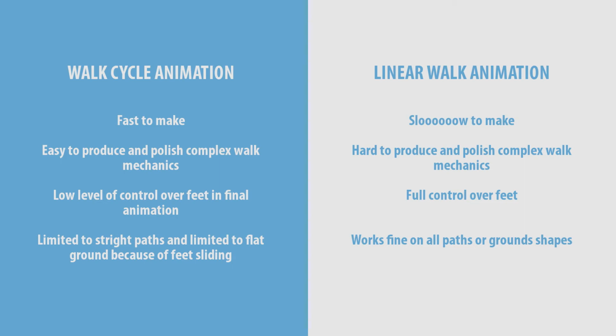In computer animation, walk animation can be done in two methods. First method is a walk cycle. Character is walking in place while his feet are sliding backwards. Then the whole character is translated forward to make animation of walking across the scene.